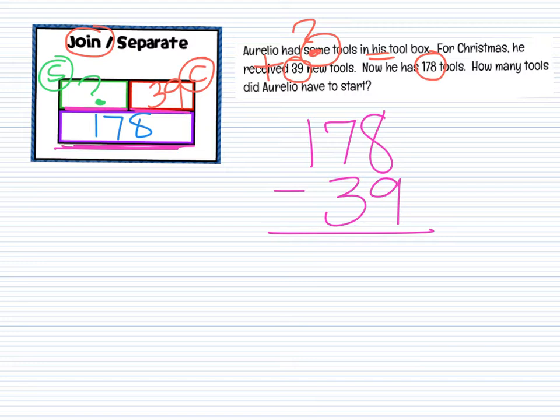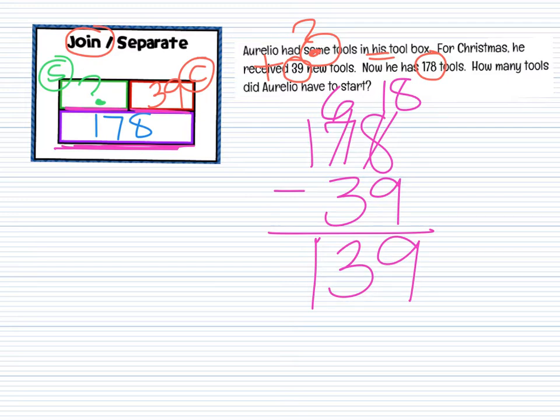So let's do that together. What is 8 minus 9? You're absolutely right. We can't do that. We have to regroup. So 7 will turn to, good, 6. 8 is now 18. Good. What is 18 minus 9? Good. 9. Excellent. Tens place. What is 6 minus 3? 3. Excellent. And bring down my 1. So my difference is 139.